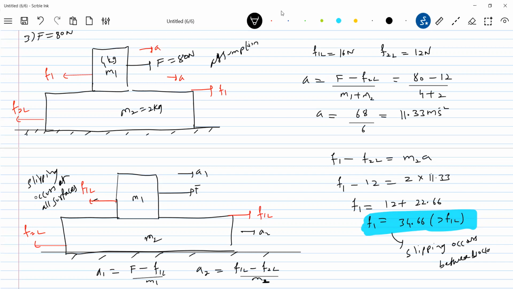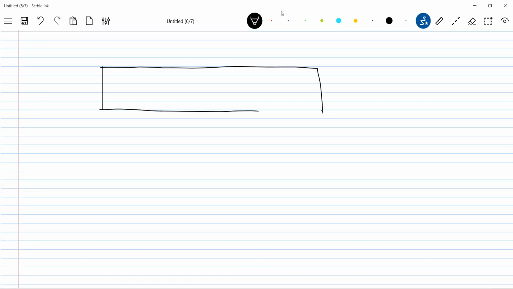Any doubt? I gave almost the very core basic idea of this one. Now we'll take some examples related to the other conditions. Sir, could you once scroll up, sir?